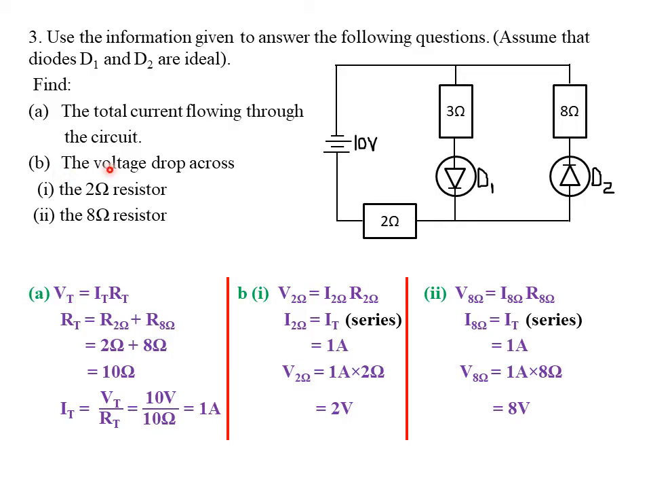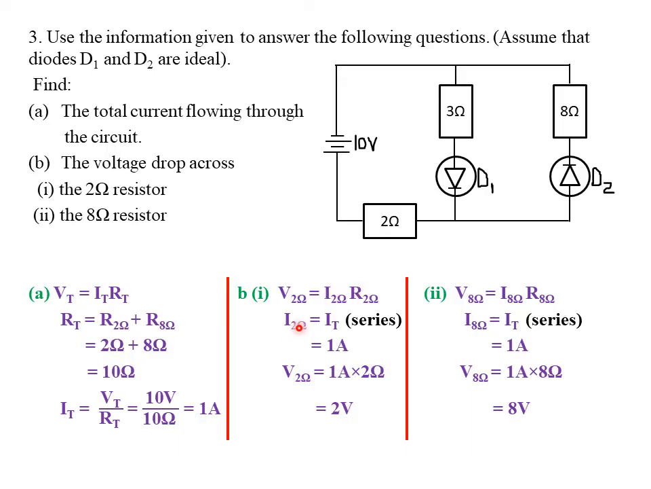Then in part B, Roman 1, we are told to find the voltage drop across the 2 ohm resistor. Now, the 2 ohm resistor is in series connection with the battery. If we want to get the voltage drop, V equals IR. So the voltage drop across the 2 ohm resistor is equal to the current across the 2 ohm resistor multiplied by the resistance of the 2 ohm resistor. We already have the resistance, so we need to find the current.